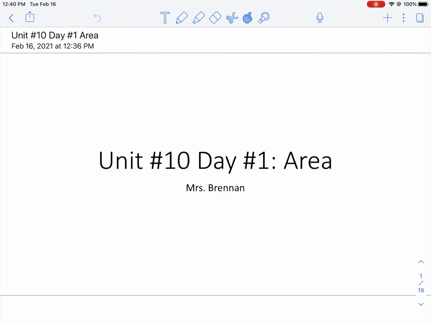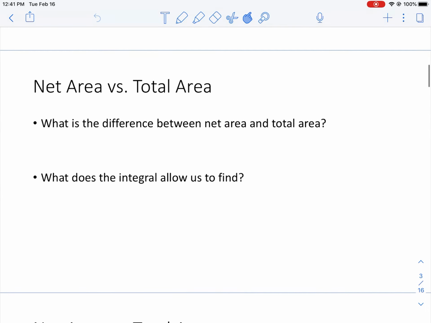All right, this video's Unit 10, Day 1, Area. So we've talked about this before, but there's a difference between net area and total area. Net area is what you're going to get when you take an integral. So the answer to this is going to be net area.